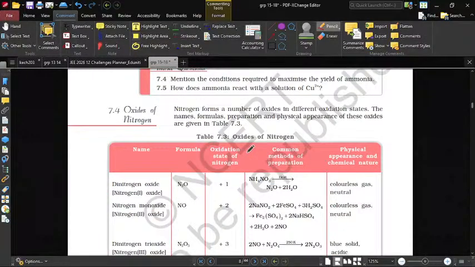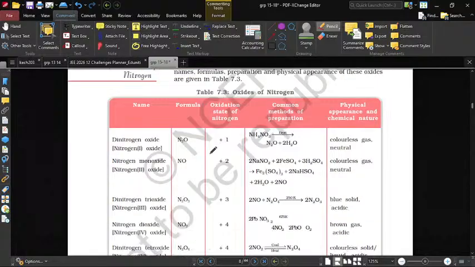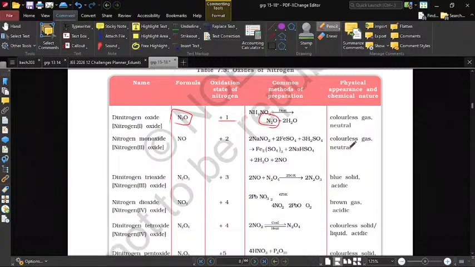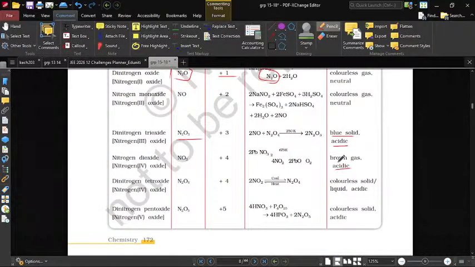Oxides of nitrogen. Nitrogen forms a number of oxides in different oxidation states. The name, formula, preparation and physical appearance of these oxides is given in the table. First, dinitrogen oxide, that is N2O, with oxidation state +1. It is formed when NH4NO3 is heated, releasing N2O, a colorless, neutral gas. N2O3 is acidic and a blue solid. NO2 is an acidic brown gas. Then N2O4 is acidic and colorless, in solid or liquid form. Then N2O5 is an acidic colorless solid.